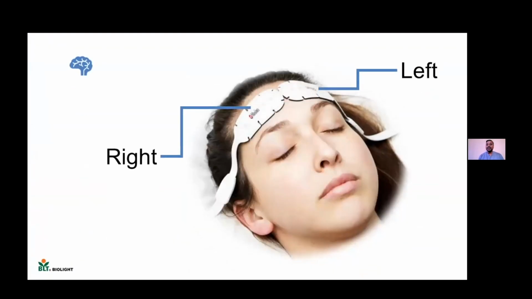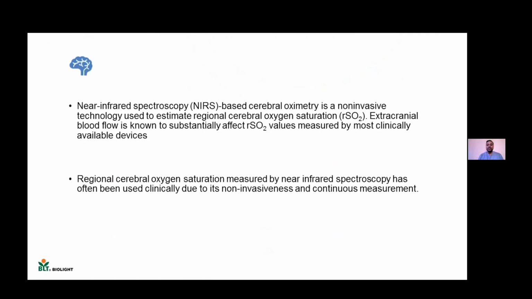So now, this is what we call a plug or a sensor or infrared port from which we can measure the cerebral perfusion. So this value works as, the deeper the penetration, the better the result or the better the value. So near infrared spectrometry based cerebral oximetry is a non-invasive technique used to estimate regional cerebral oxygen saturation. That extracranial blood flow is known to substantially affect regional saturation of oxygen value measured by most clinically available devices.